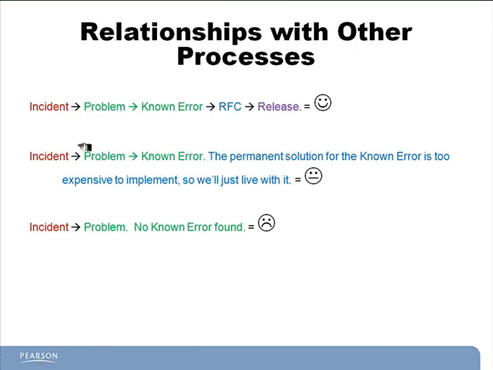In a perfect world, multiple incidents spawn a single problem record, and we find the root cause, which is known as a known error, and we resolve that problem by submitting a request for change through change management, and it gets released into the production environment through release and deployment management, and everyone is happy. It's also fairly common that multiple incidents spawn a single problem, and we find the root cause and open a known error record. But the permanent fix might be too expensive or too cumbersome, so we decide just to live with it. Also, there are times when we open a problem record, but no matter how much investigating we do, we don't ever find the root cause.